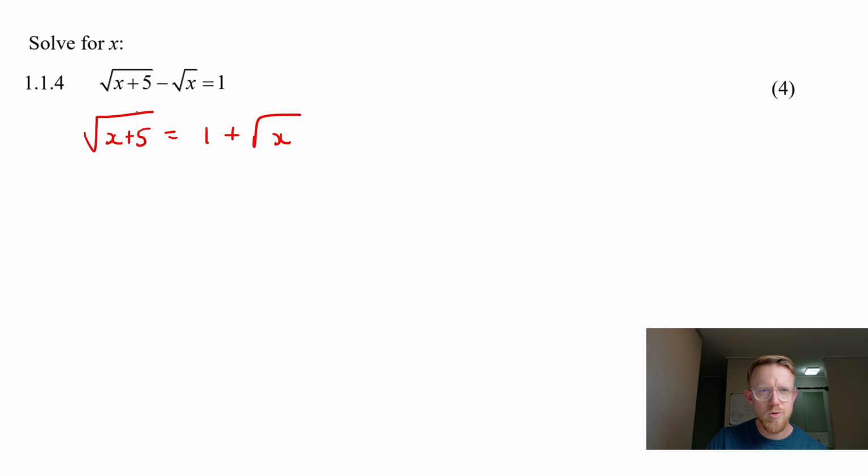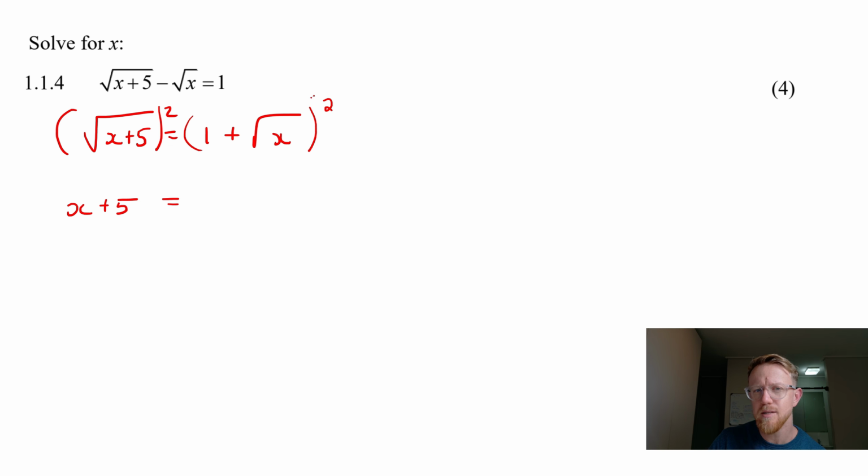And now we're just going to do the normal, so you're going to square both sides. Now remember, when you square this side, you don't put a square here and a square here. No, you put a big bracket around everything and you square that. So on the left, the square is just going to cancel the square root, so you're just going to be left with x plus 5.